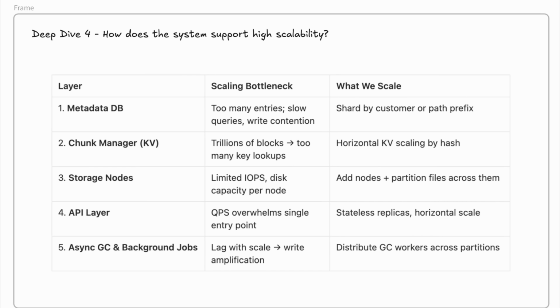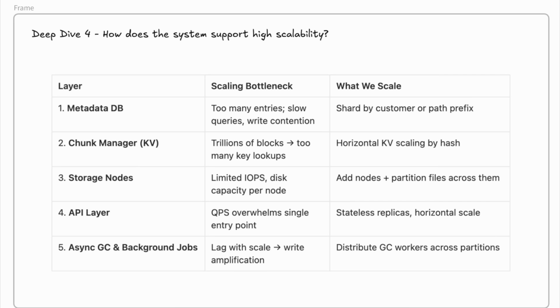Now let's shift gears to a question that comes up in almost every system design interview. How does your system scale? In distributed file systems, scale is not just about handling large storage. It's about handling billions of files, trillions of blocks, and millions of user operations per second without falling apart.